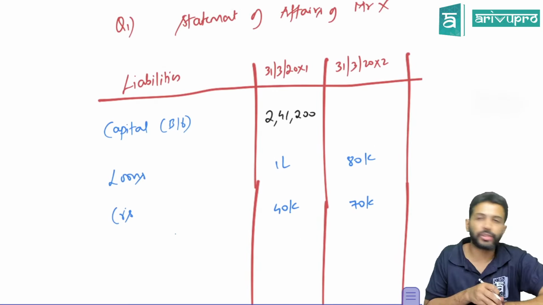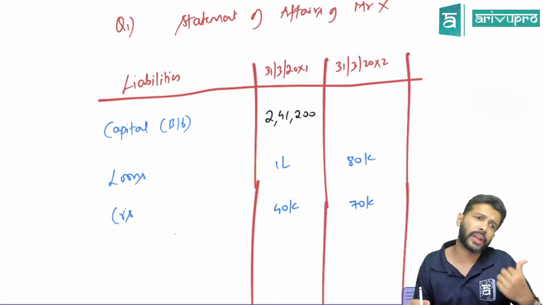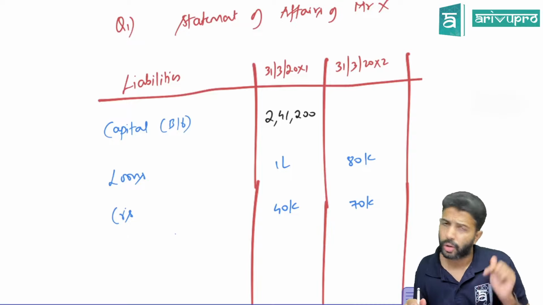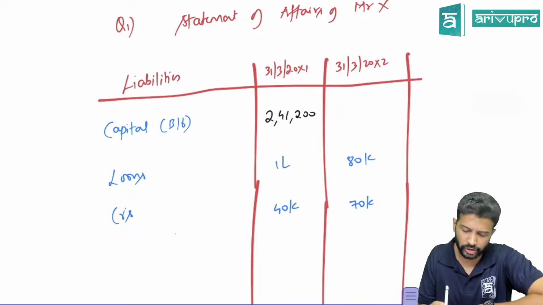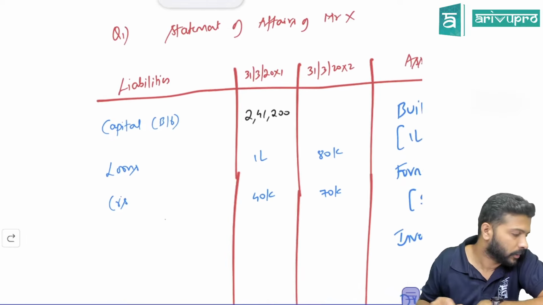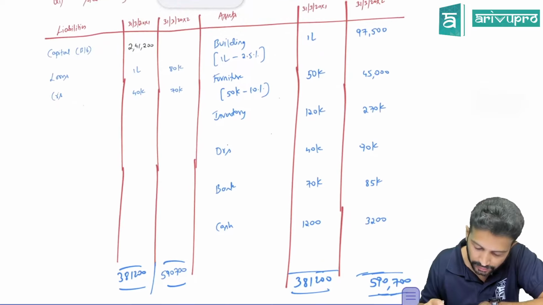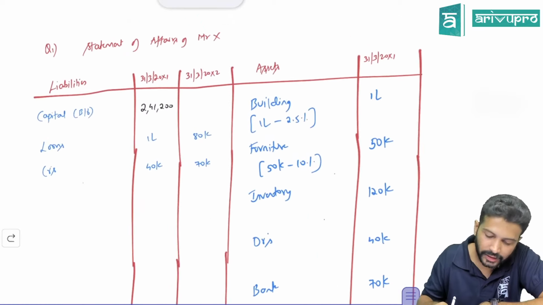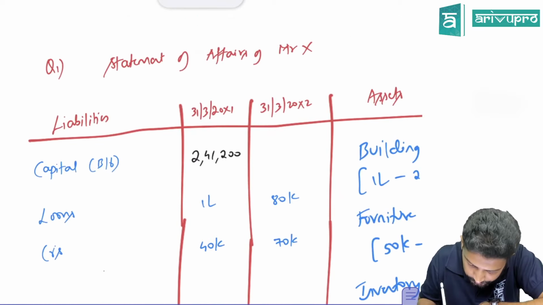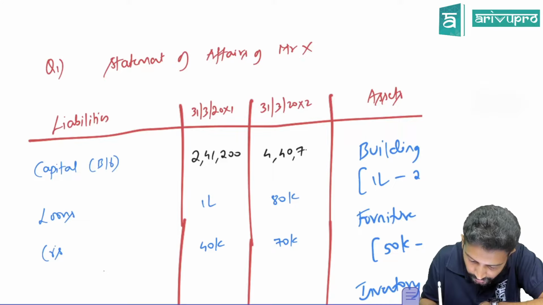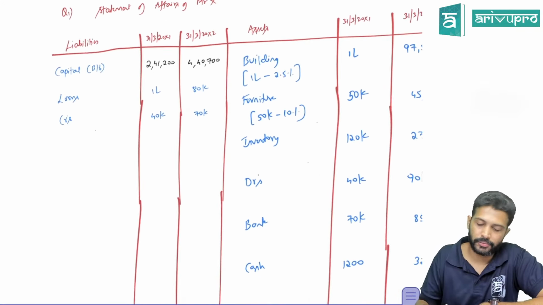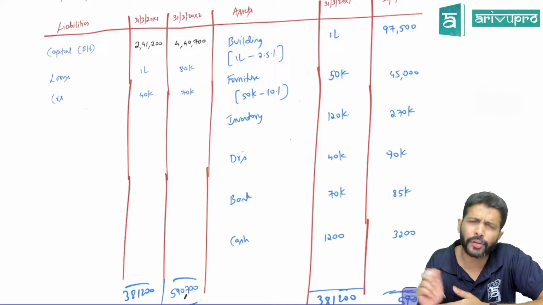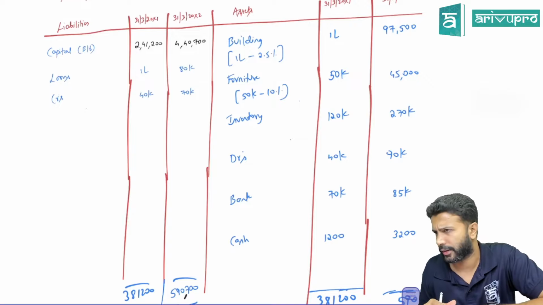2,41,200 is your closing capital of the last year, which becomes the opening balance of the current year. So this is your opening capital. Similarly, what is your closing capital, which you're getting as a balancing figure? From 5,90,700, deduct 80,000 and 70,000, and you're getting a balancing figure of 4,40,700. That's all. They asked you for the statement of affairs. We prepared the statement of affairs.